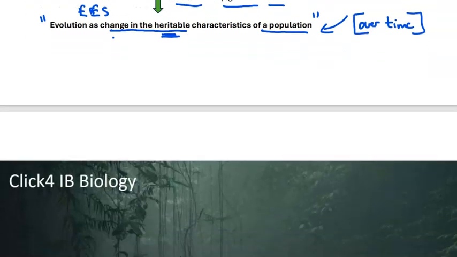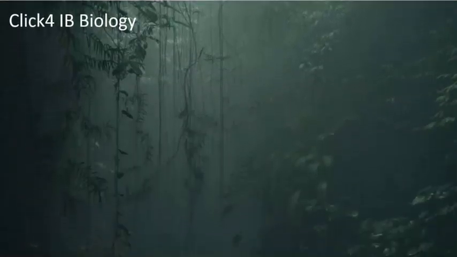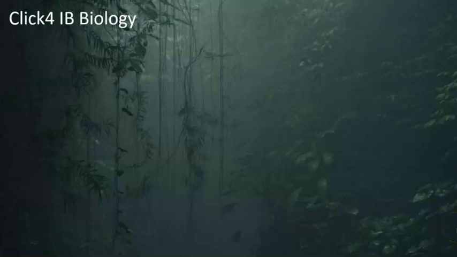In our next video, with the link of which is appearing on the left-hand side, we'll be looking at how DNA and RNA provide us with evidence of that evolution and change in heritable characteristics over time.